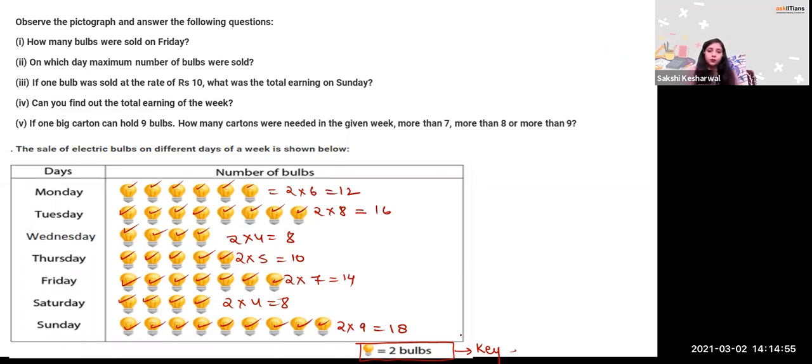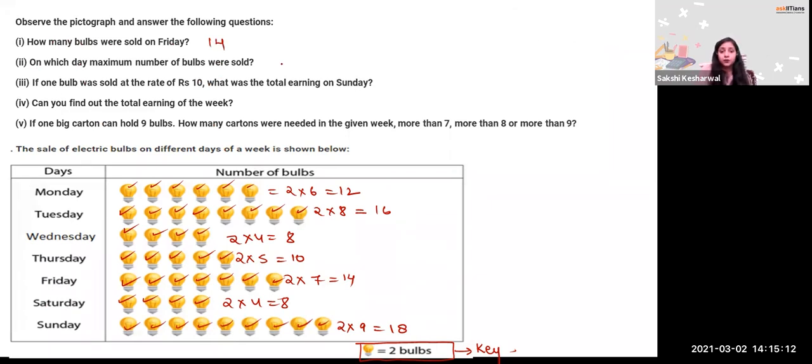So on Monday, the frequency was 12, Tuesday the frequency is 16, Wednesday frequency is 8, Thursday frequency is 10, Friday frequency is 12, Saturday's frequency is 8, and the Sunday frequency is 18. Now let's go to the questions. How many bulbs were sold on Friday? So Friday, how many bulbs were sold? That was 14. That's it, right?